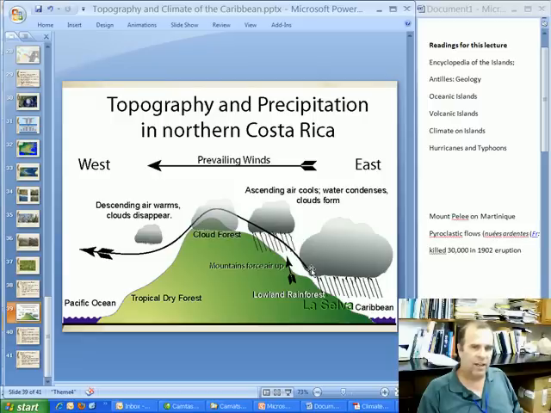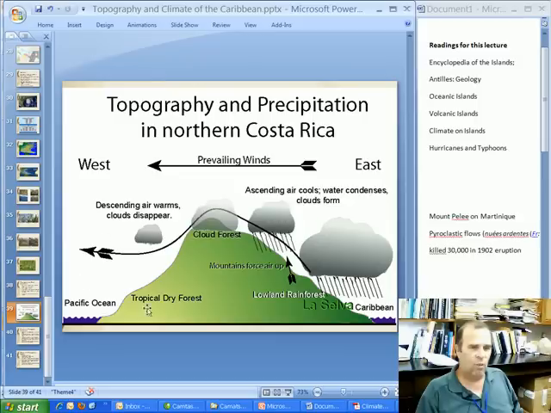As the air cools, as it rises, air within it can no longer stay in a gaseous form, and it begins to condense. It condenses around dust particles in the atmosphere and so on, and those droplets of water get larger and larger and larger until they're no longer supported by the atmosphere and they fall as rain. Okay? And that is orographic rainfall.